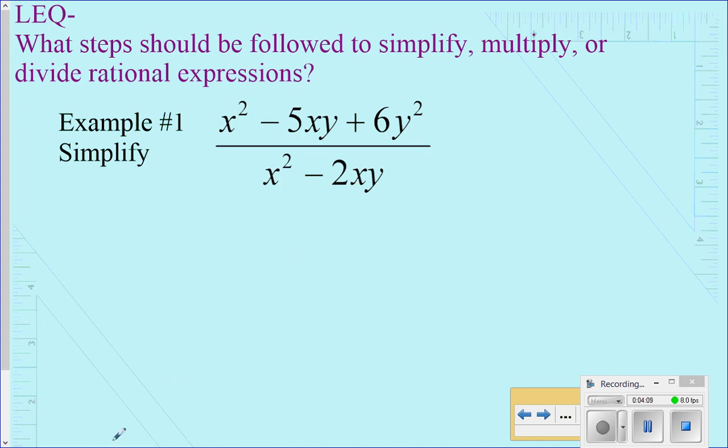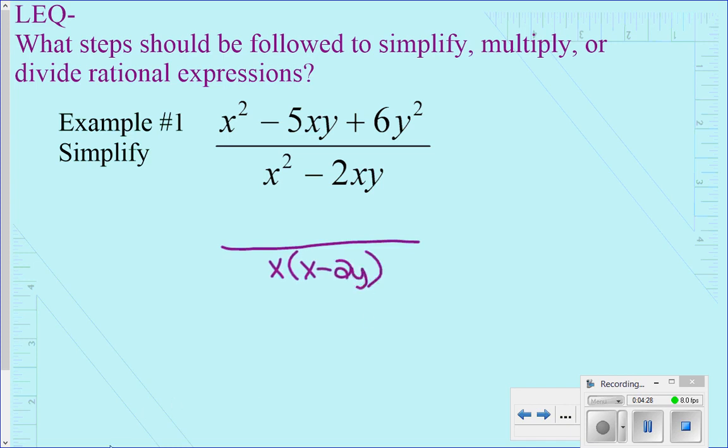So what I need to do instead is factor it so that I can see if there are any common factors. So we need to factor the numerator and the denominator both. And remember, first step of factoring is always check for GCF. So in the denominator, I see there is a GCF, x times x minus 2y.